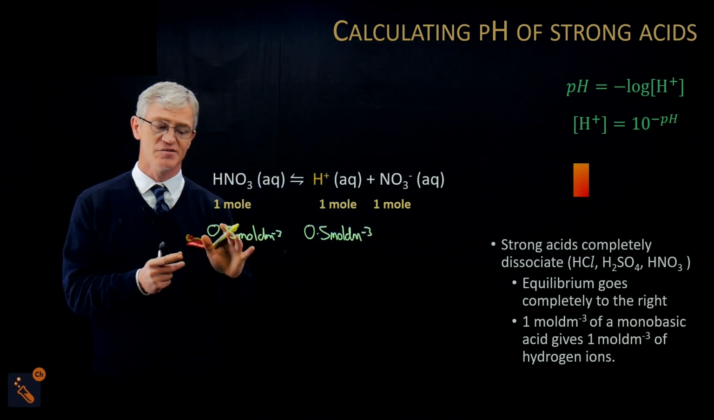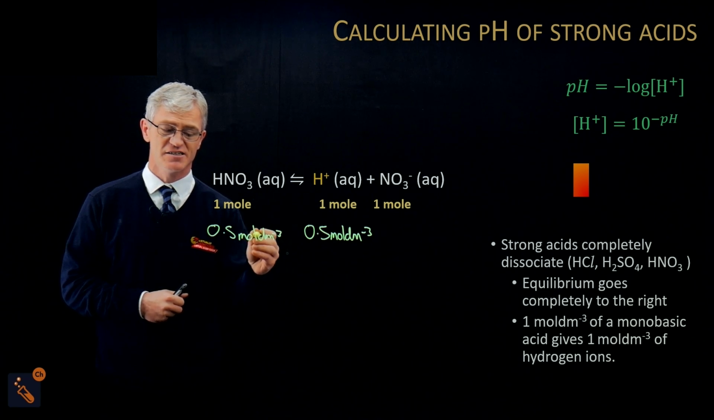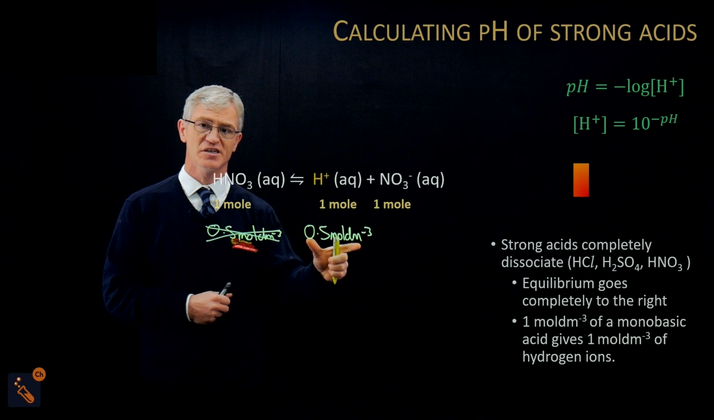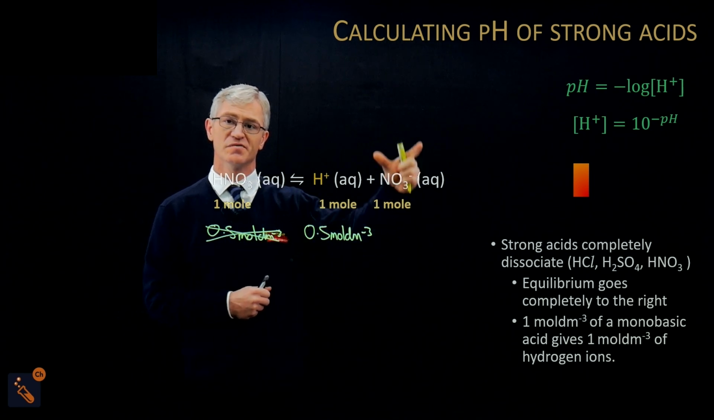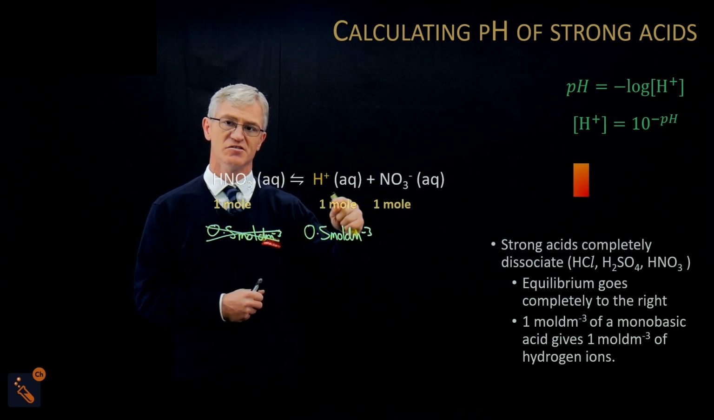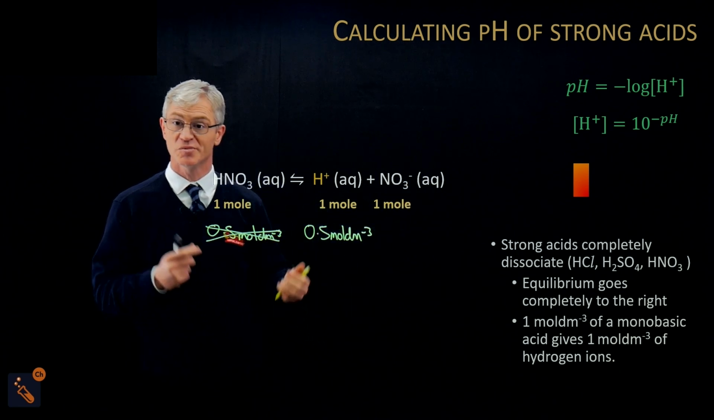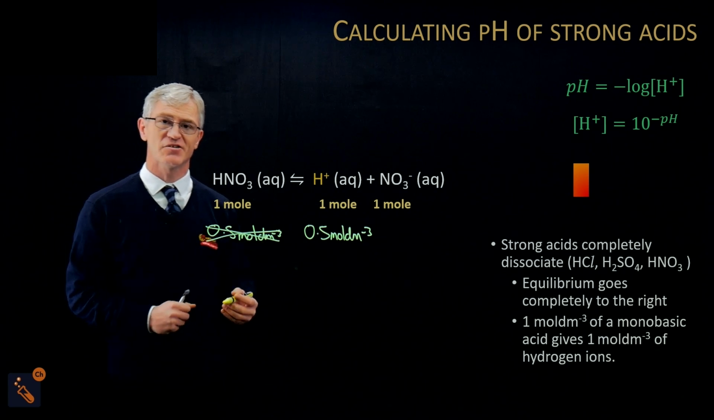So we don't need that anymore. Basically that has literally gone. It has dissociated, and all we've got here is 0.5 of this, and we've also got 0.5 of our nitrate because it's a 1-to-1 ratio. But I don't care about the nitrate at the moment because I'm going to do a calculation of pH.